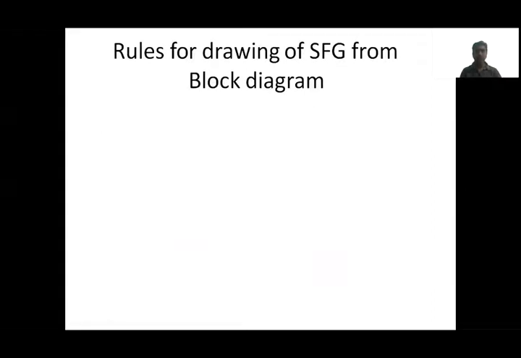Now we'll see how to convert a given block diagram into signal flow graph. The first rule: suppose in the block diagram, if you have any variable or a summing point or a takeoff point, everything we have to represent like a single node. For a variable, we have to represent a node. For a summing point, we have to represent a node. And also for a takeoff point, we can represent a node.